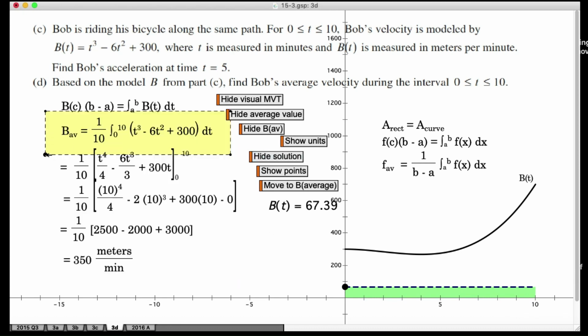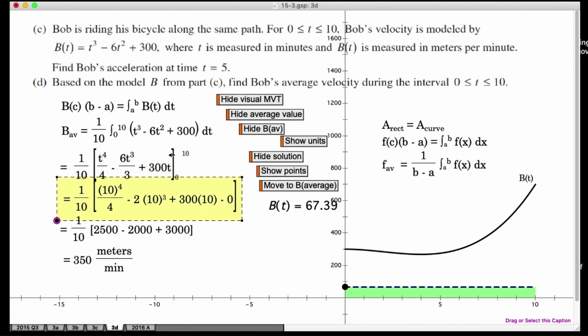So here I am, and I got the integral. Now I have to take the integral, and this is a polynomial, so it's a pretty straightforward integral. So it's 1/10. The integral of 10t cubed is 10t to the fourth over 4. The integral of 6t squared is 6t cubed over 3. I like to do this division later. If you try to do two things at once, sometimes you make little mistakes, and there's no need to make little mistakes. And the integral of 300 is 300t, and the limits are still from 0 to 10. Then I have to plug in 10 first, and then plug in 0.